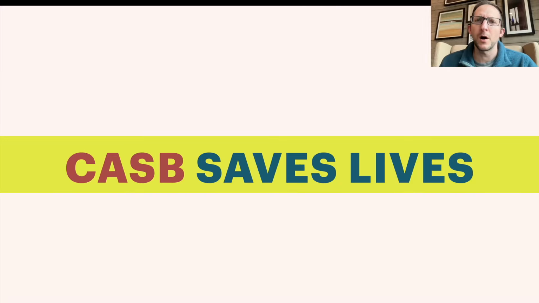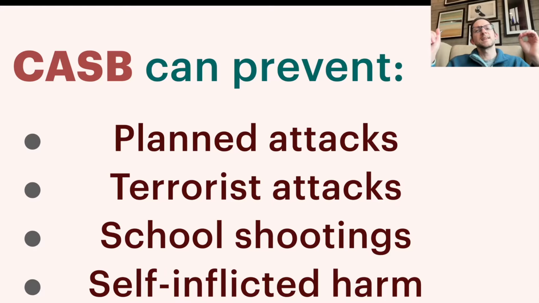So CASB can also save lives. For instance, CASB can prevent planned attacks, terrorist attacks, school shootings, and self-inflicted harm. And by self-inflicted harm, perhaps a student is researching ways to harm him or herself, and therefore those keywords would appear inside the event log, and then the teacher would be able to identify students with problems and then maybe do something before it's too late.